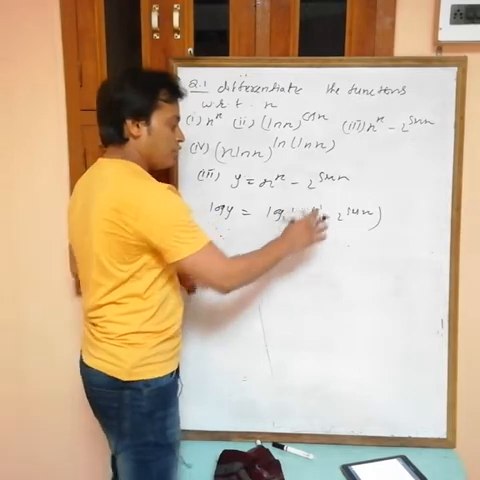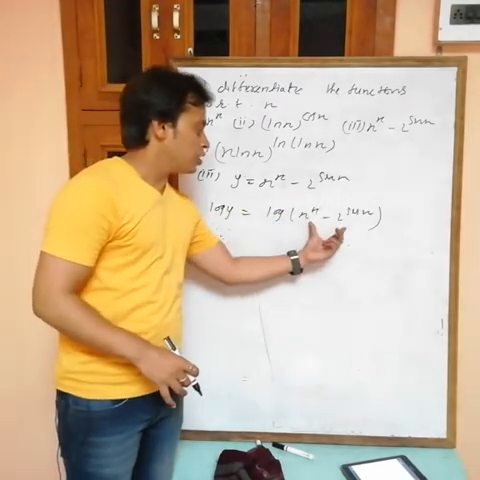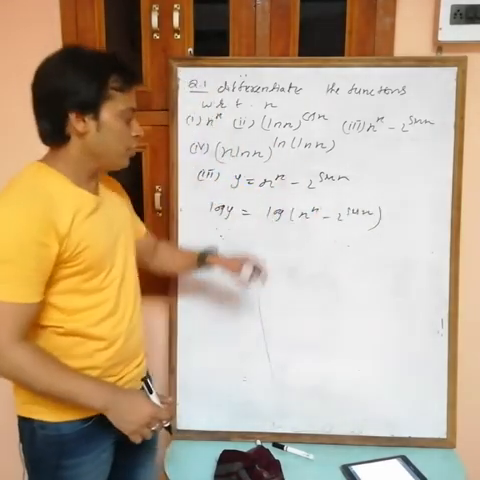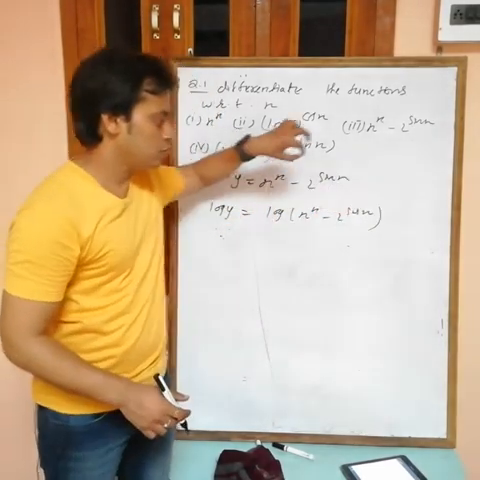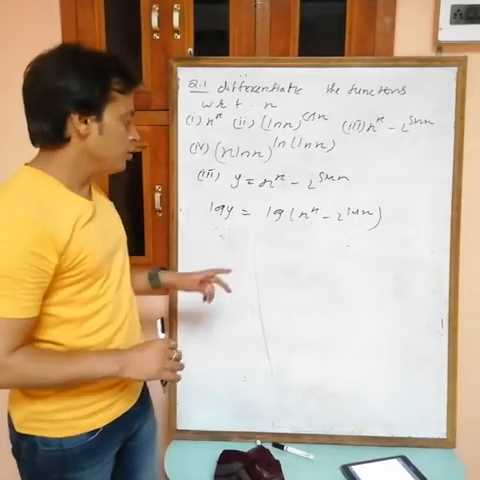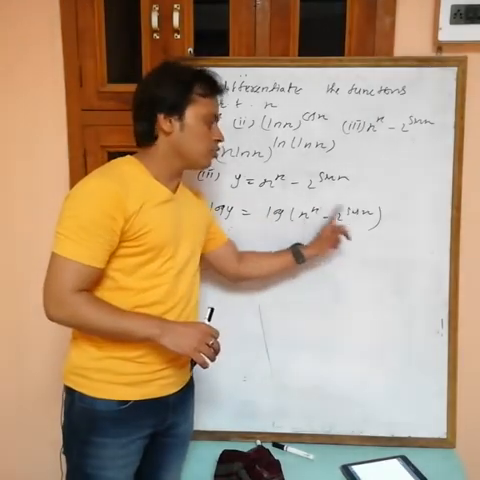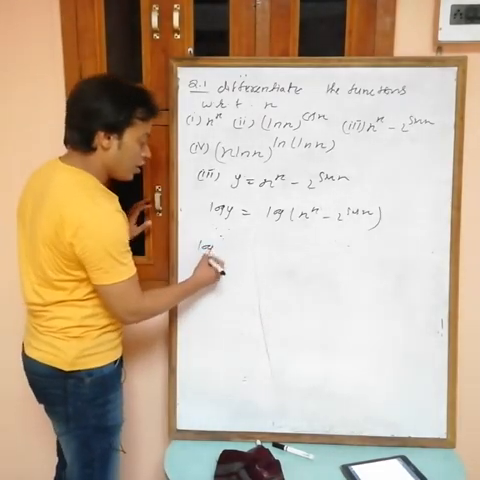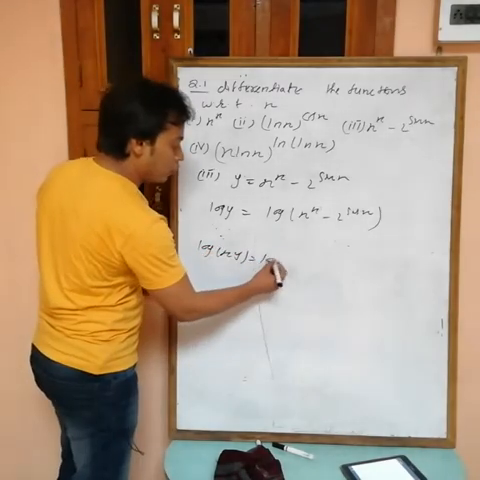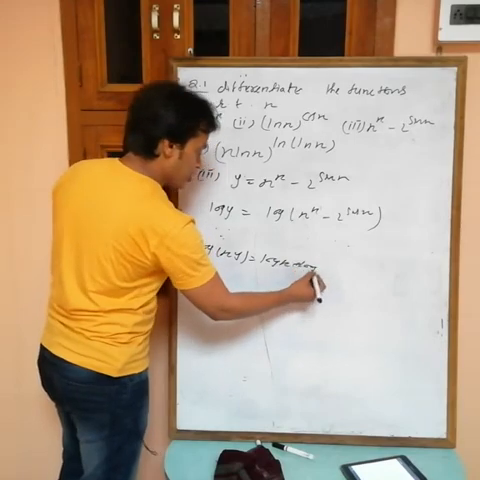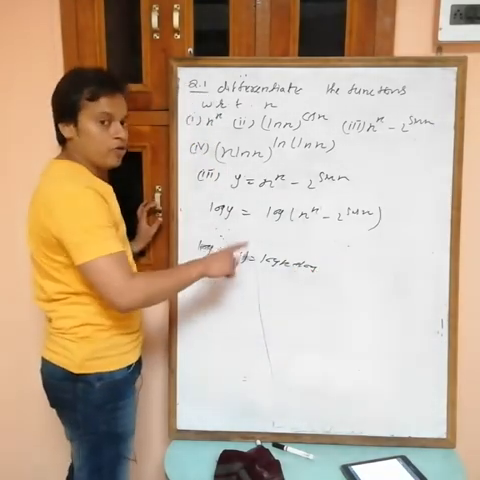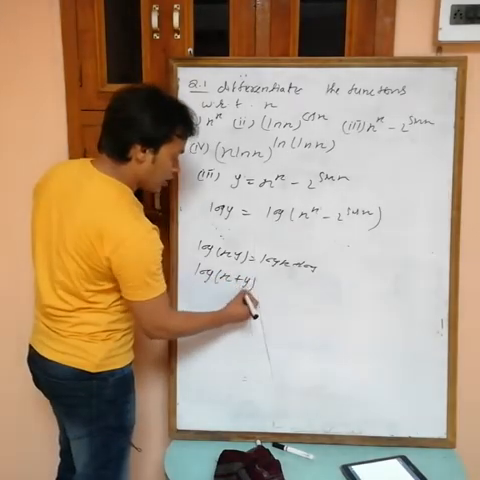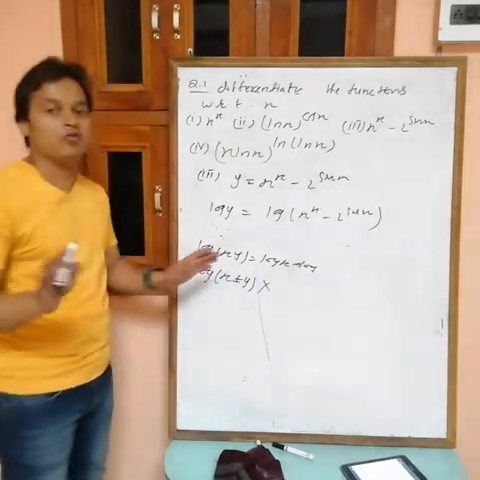If there is a log of this one, if you have any power of this complete, then you can write outside. But how can we write these powers outside? Can you write this one as log of this one minus log of this one? No, there is no formula for plus or minus. If there is log x into y, then you can write log x plus log y. If there is log x by y, then you can write log x minus log y. But there is no formula for log x plus y or log x minus y.